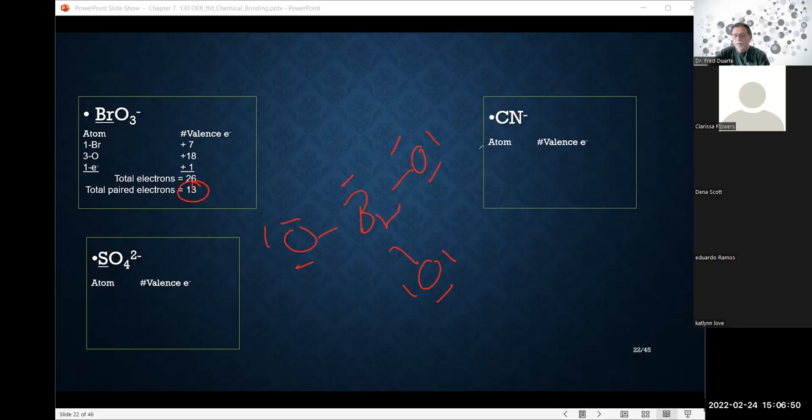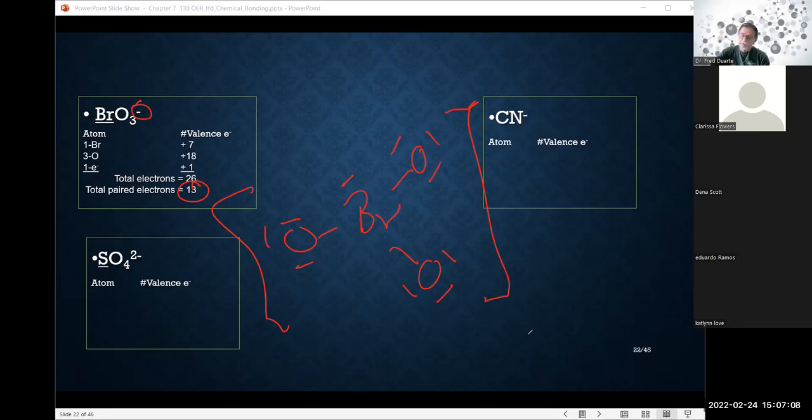Okay, now, since this is an ion, we put the bracket around it, and then we put the charge in the upper right corner, which is a negative, okay? And that is the Lewis dot structure for this particular ion.